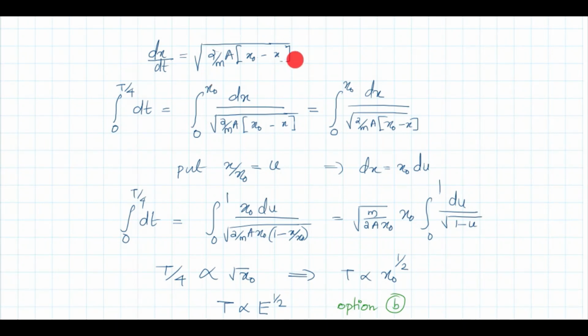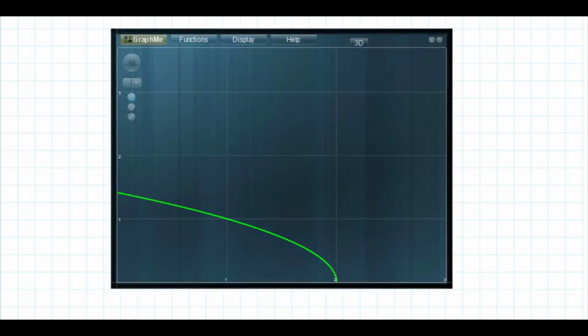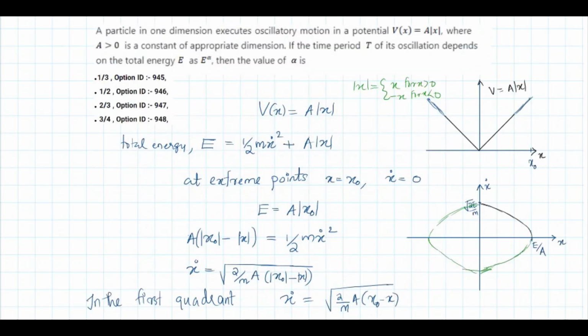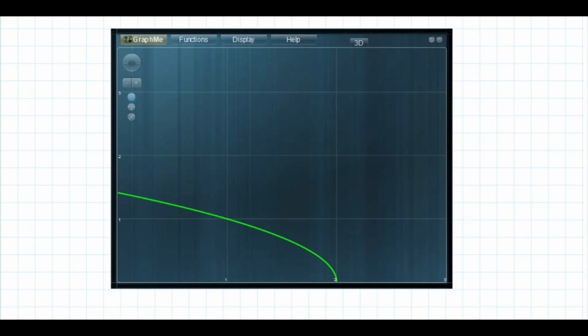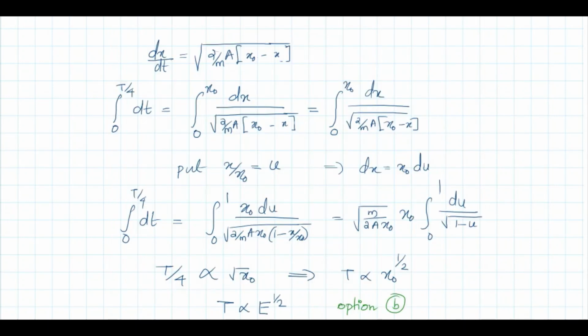You can take dt to the right hand side and this entire quantity to the left hand side, and integrate both sides. Integral 0 to T by 4 dt is equal to integral 0 to x naught dx by square root of 2A by m into x naught minus x. Why is it 0 to T by 4? I am taking only 0 to x naught in the first quadrant. This is the maximum value x naught. 0 to x naught in the first quadrant means you will get 1 by 4th of the period. So the time will vary from 0 to T by 4 when you increase the position from 0 to x naught.